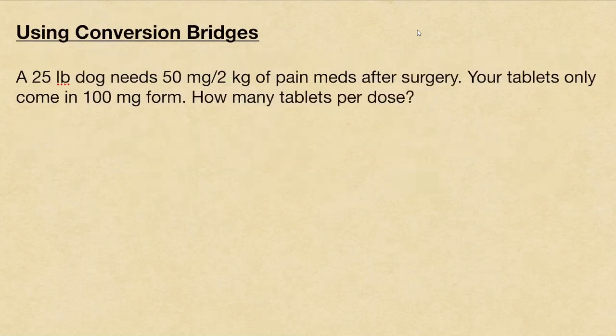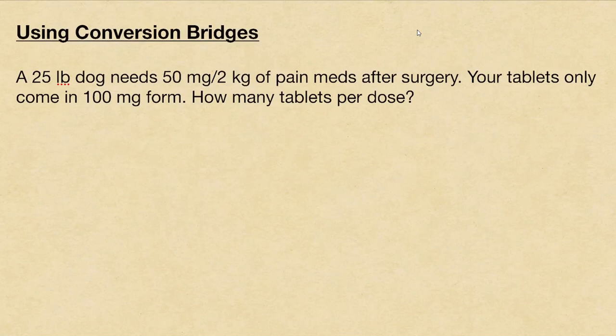Let's do another one. I've got a 25-pound dog. He needs 50 megs for every 2 kgs of pain meds after his surgery. My tablets are only coming in 100 milligram form. So how many tablets is this dog going to need? I know we're super used to converting pounds to kgs and kgs to pounds, but if you still struggle with that, you can also put that into your conversion bridge and make another bridge to get to your final destination of how many tablets this dog needs.